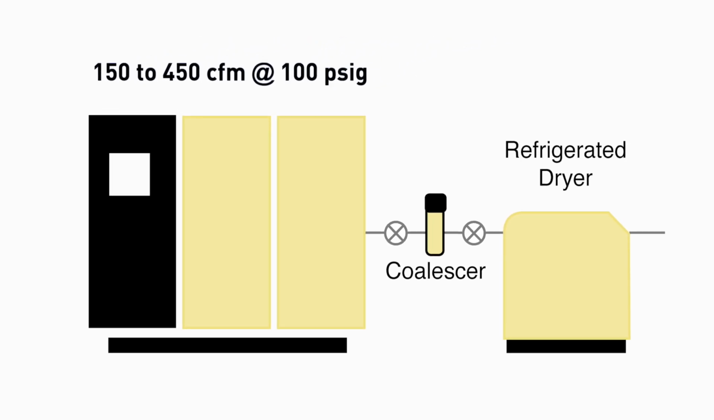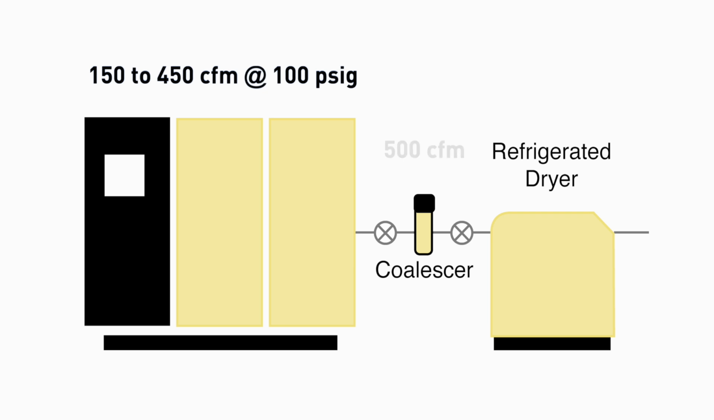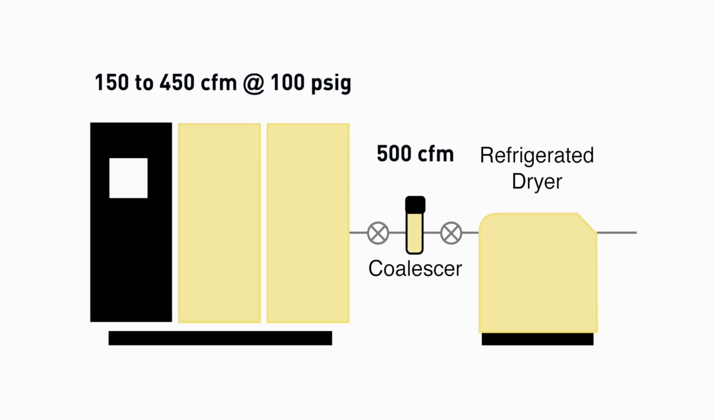Before entering the dryer, the compressed air passes through a general-purpose 500 CFM coalescing filter that has a pressure drop of 4 psig.